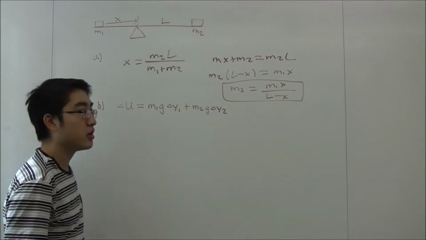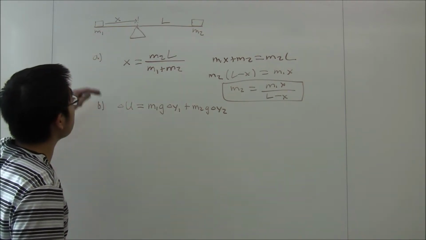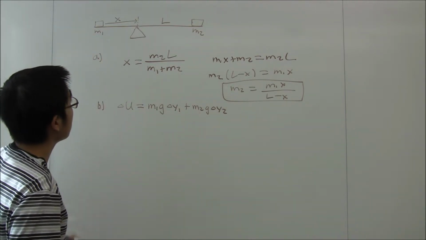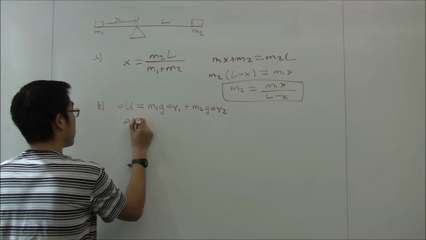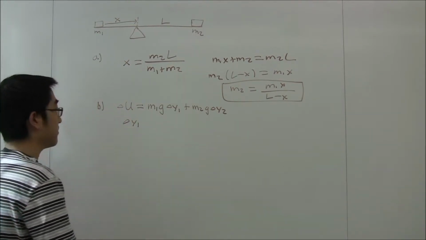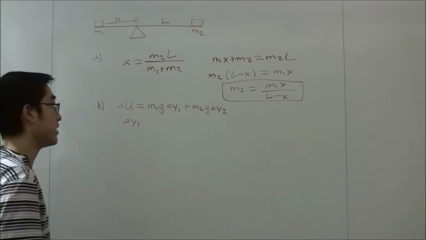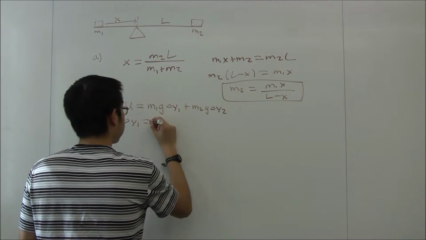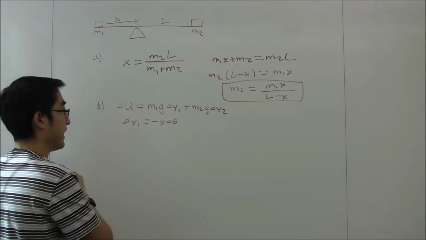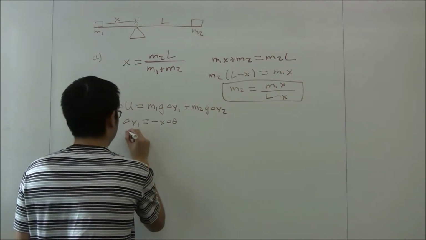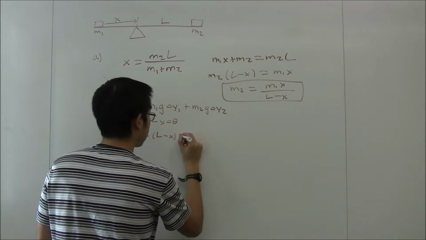Now, for a small tipping angle delta theta, mass 1 will move down a certain distance, while mass 2 will go up a certain distance. Let's call those delta y1 and delta y2. So delta y1, the change in the vertical position of mass 1, is given by negative x delta theta, for small angles delta theta, and delta y2 is given by (L minus x) times delta theta.